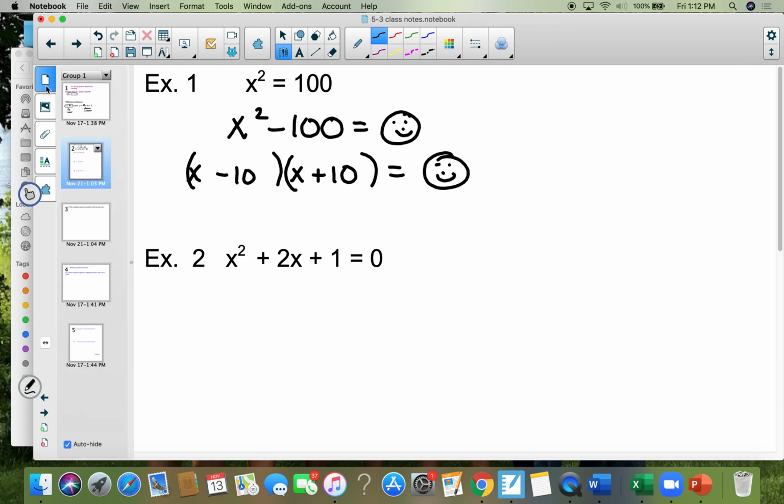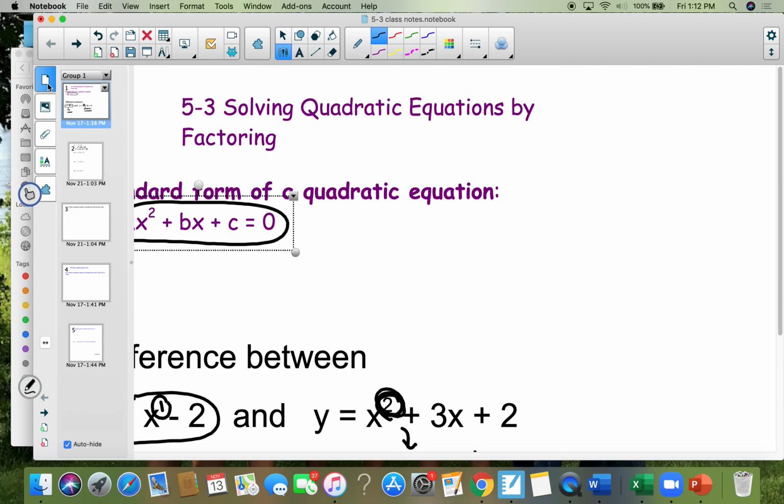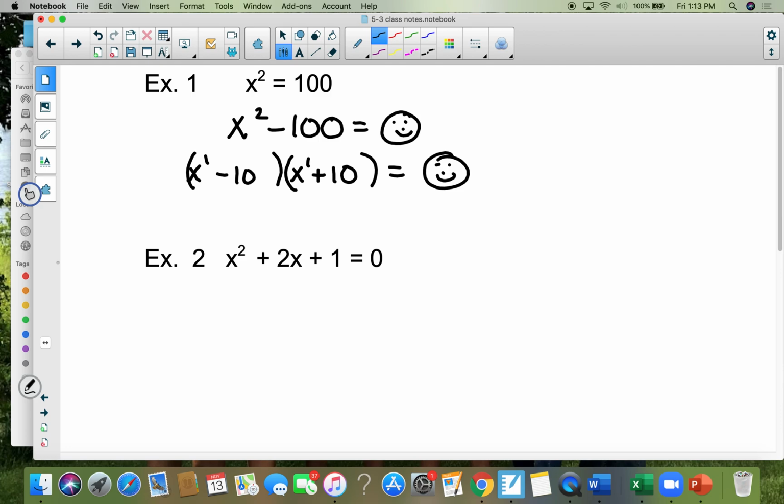So we started off in degree 2, and what we did was we factored it so that it's back down to degree 1. They're both degree 1. And now what you're going to do is you set this one equal to 0 and solve for it, and you set this one equal to 0 and solve for it. So x equals 10, or x equals a negative 10.